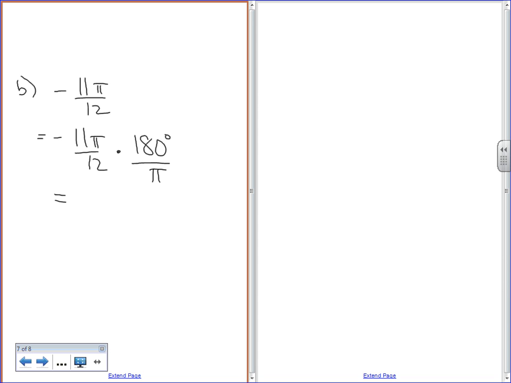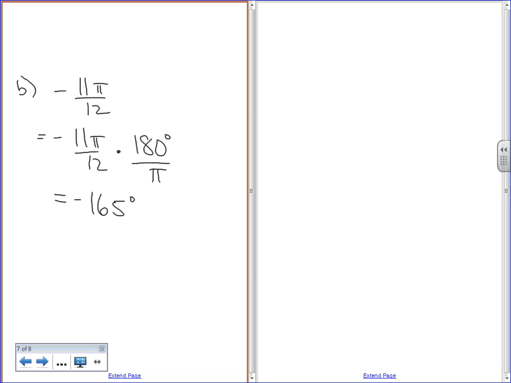So the pi's would cancel out. Negative 11 times 180 divided by 12. Someone tell me what that is? Rebecca? So negative 11 pi over 12 is the same thing as negative 165 degrees because it's negative.